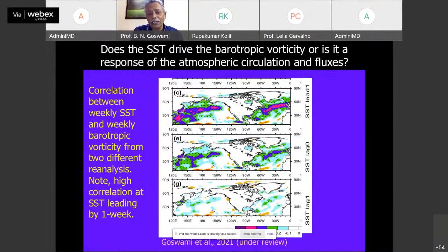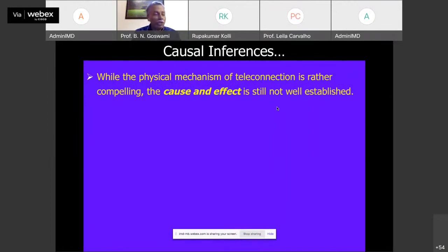And if you do a lead lag relationship, it turns out that the maximum correlation happens one week after the SST. So SST leads the vorticity, and of course there is a negative correlation, and it happens over the North Atlantic as well as over the North Pacific. These two are both part of the same system. AMO is associated with a positive anomaly here, also a positive anomaly in this region, or a negative anomaly here, and a negative anomaly there. So these two are connected, and this indicates that SST could do this. But this is still a linear correlation analysis, so the cause and effect was not very clear.